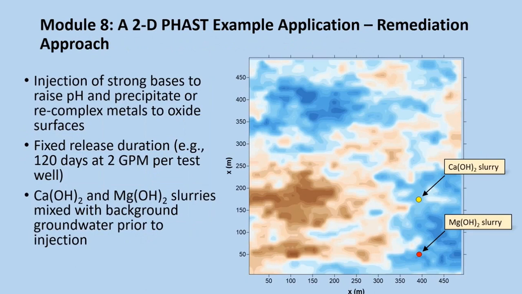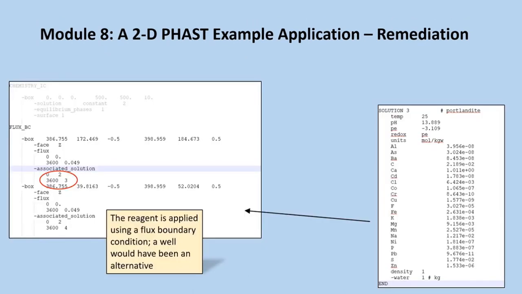With all of this as a background, if we're satisfied with the initial conditions model, the next step is to simulate the proposed remediation pilot test. This test entails the injection or introduction of calcium and magnesium hydroxide slurries to raise the groundwater pH and to reduce trace metal concentrations, either by subsequent readsorption or as direct precipitation as metal oxides.